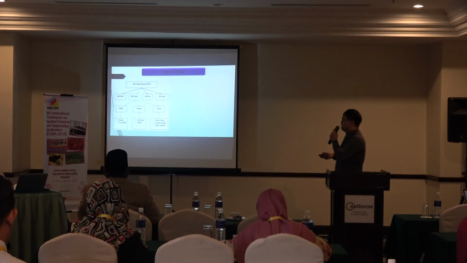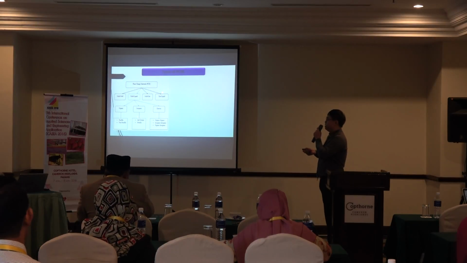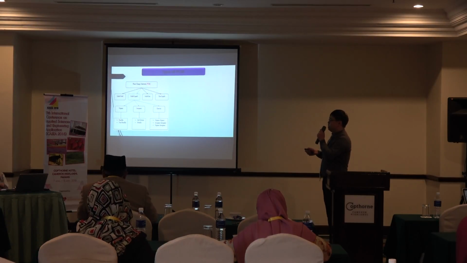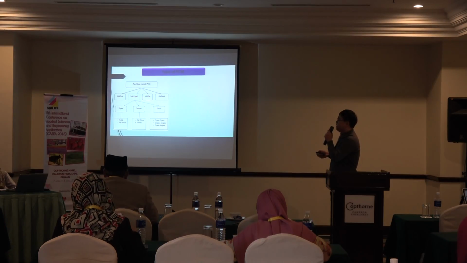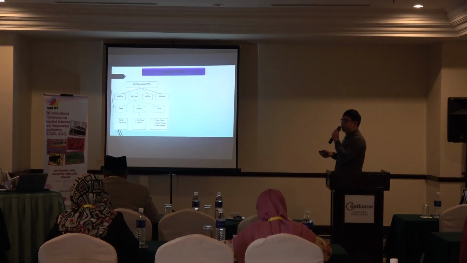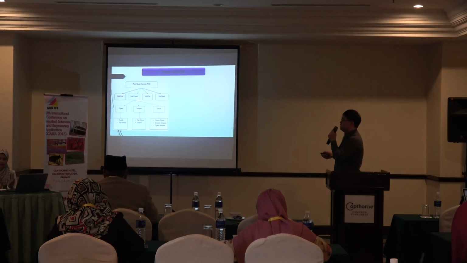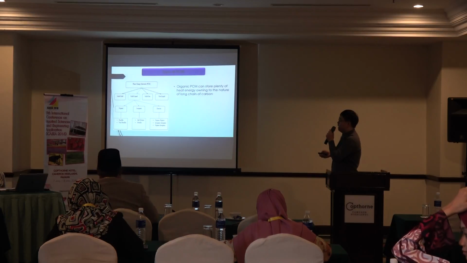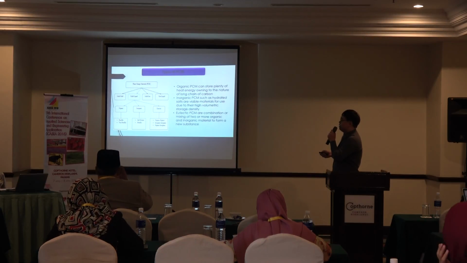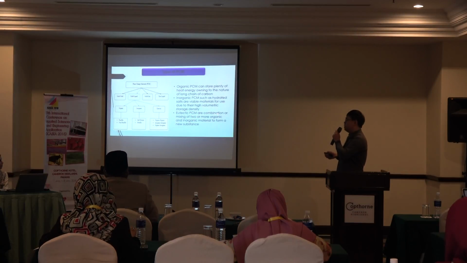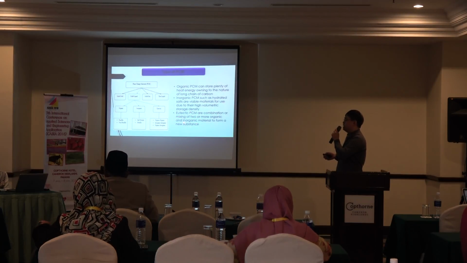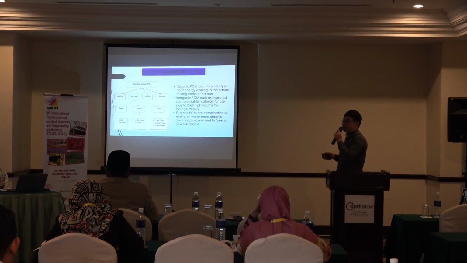So basically, there are four types of phase change material, which include the phase transition between solid-solid, solid-liquid, solid-gas, or gas-liquid. But normally, the most commonly used PCMs are the solid-liquid type, which can be further categorized into organics, inorganics, and eutectics. Eutectic PCMs are a combination or mixing of two or more organic and inorganic materials to form a new substance.